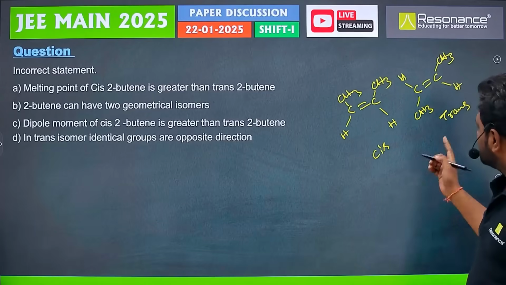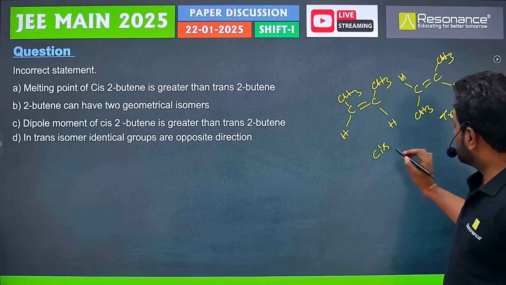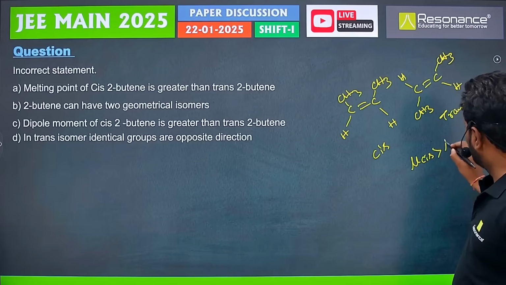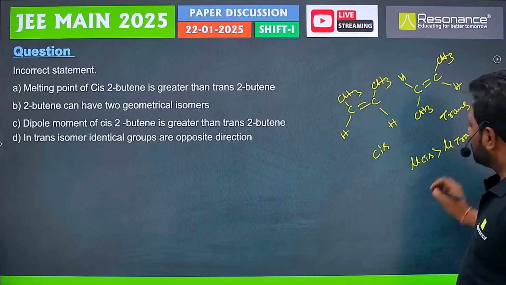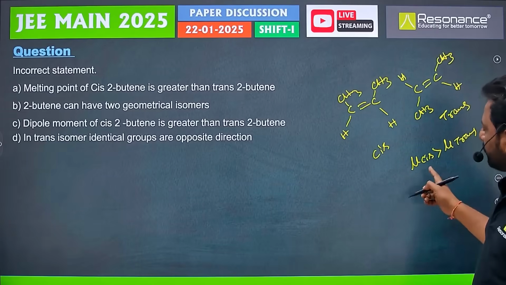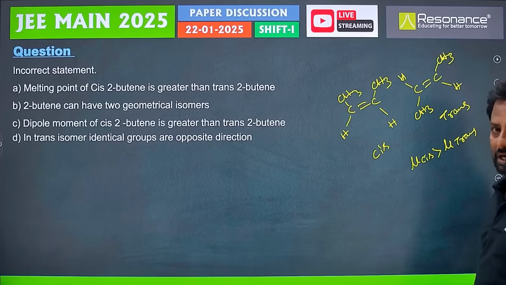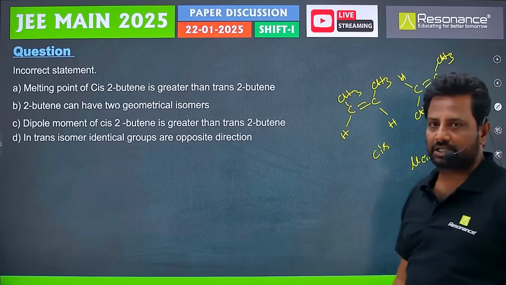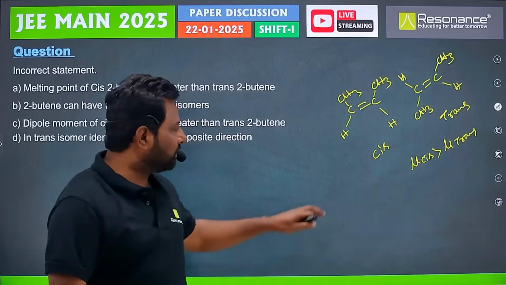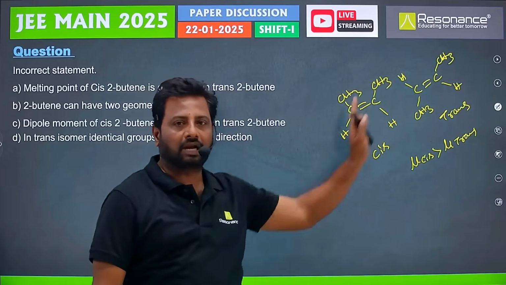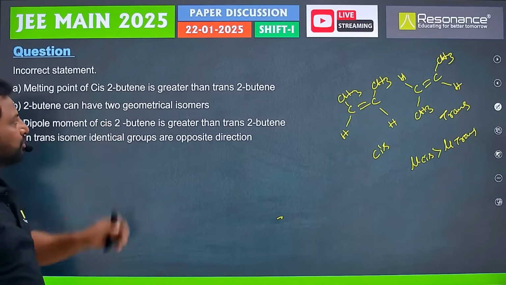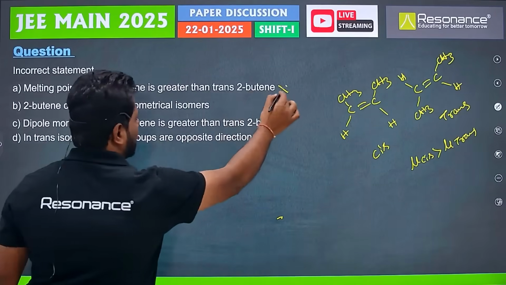In cis and trans, cis has more dipole moment than the trans compound. If you come to the boiling point, the cis compound has a higher boiling point than the trans compound, because dipole-dipole interaction is there. But if you come to the melting point, the cis compound has a lower melting point than the trans compound. But here it is given that the melting point of cis-2-butene is greater than trans-2-butene, so this is an incorrect statement.